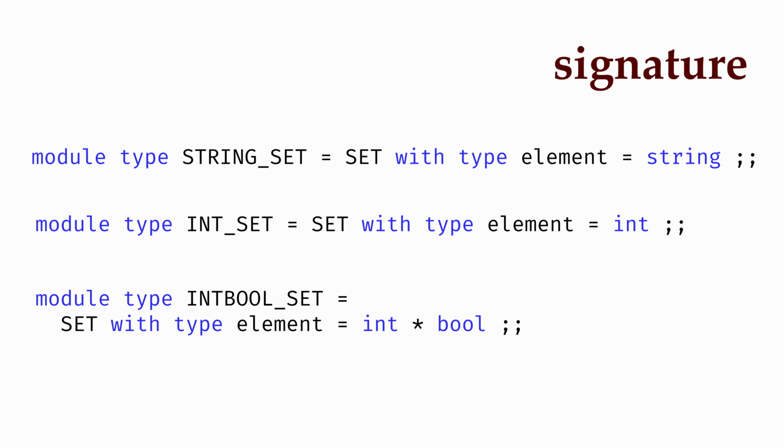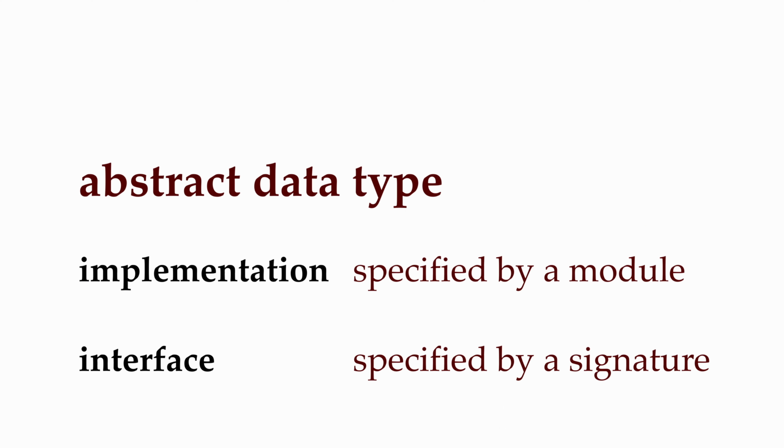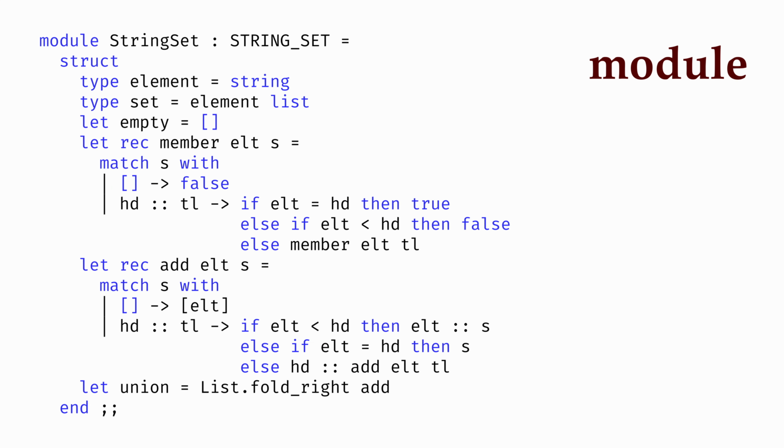But just defining the module signature isn't enough to actually give us abstract data types for all of these different kinds of sets. Recall that we need both the interface provided by the signature and the implementation provided by the module. We already have an implementation for string sets, but if we wanted to create an abstract data type for integer sets, we'd need an implementation for integer sets too. What would that look like? Well, it would look very similar.